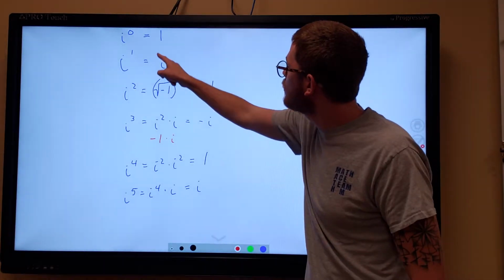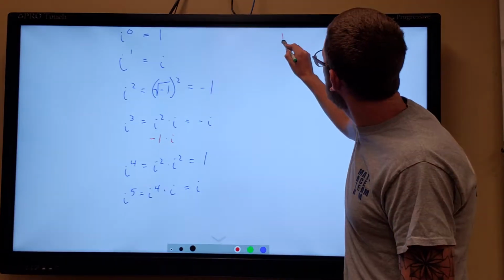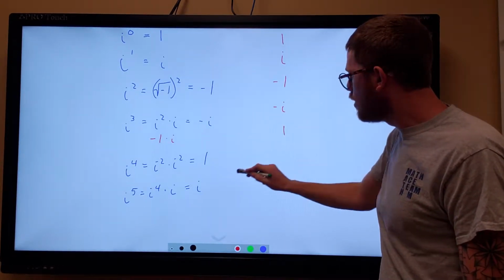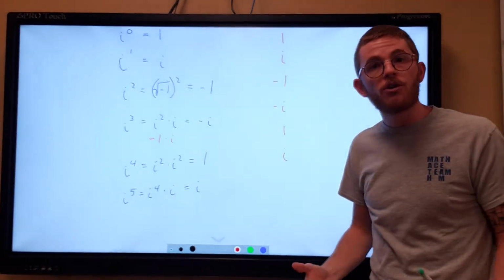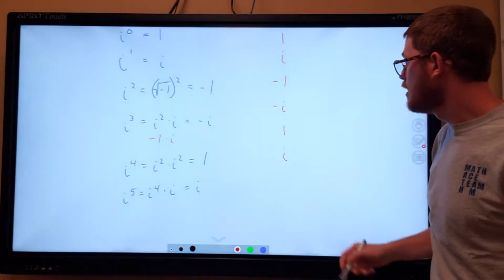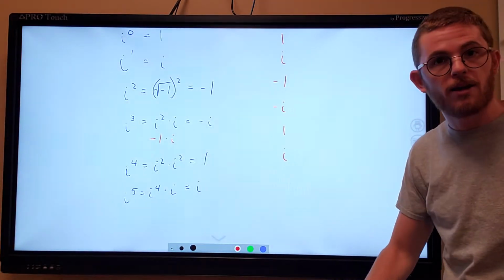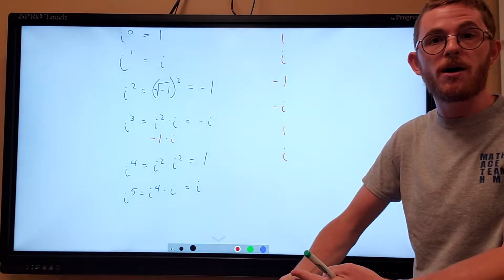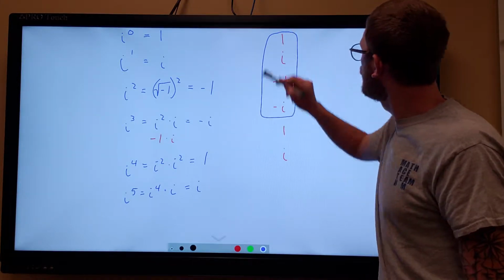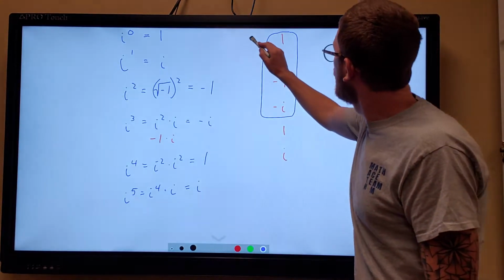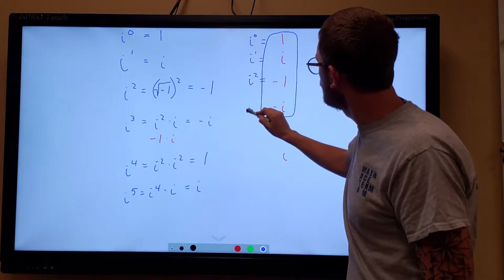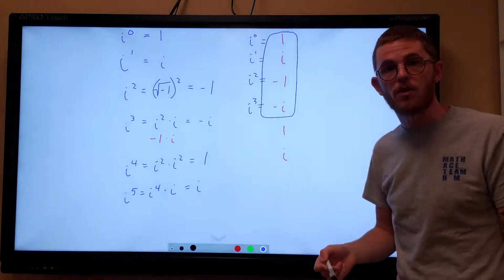So if we start to notice these outcomes, we've got 1, I, -1, -I, 1, I. We start to develop a pattern: 1, I, -1, -I, 1, I, -1, -I. It's going to keep this pattern. It just keeps going. It's these 4 outcomes over and over again: I to the 0, I to the first, I to the second, and I to the third.